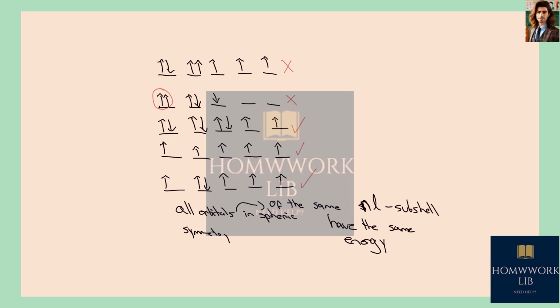Finally, in this case, we have 5 possible orbitals. That means that this corresponds to the orbitals. And that would be all.